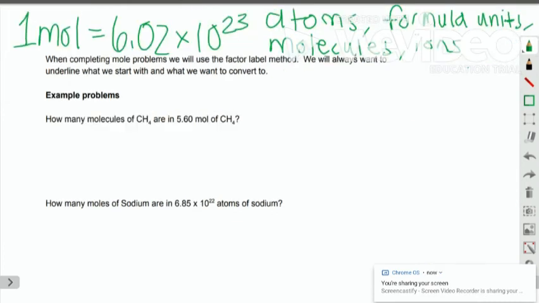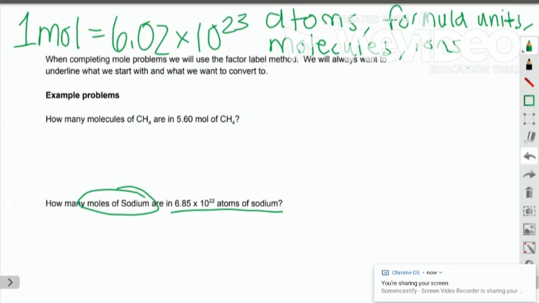So in the last one, I ended with the word so. I just cleaned up the screen that I was working on. I erased all the work. I just rewrote that 1 mole is equal to 6.02 times 10 to the 23rd atoms, formula units, molecules, and ions. So the next question, we are starting with atoms this time instead of moles. We are trying to get to moles of sodium.